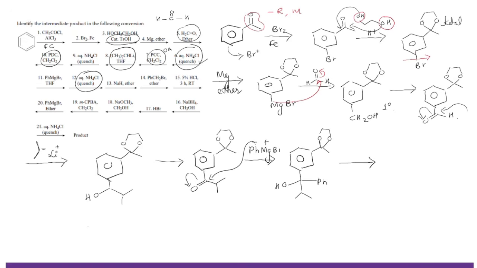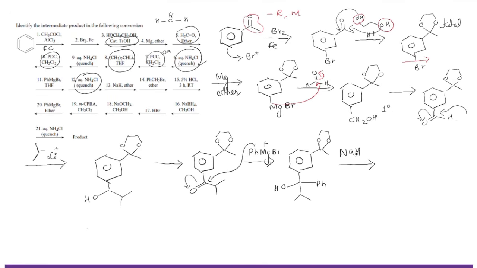So now we are going to treat this with sodium hydride. So what is the function of sodium hydride? Sodium hydride acts as a base. That means if there is any acidic proton, it's going to abstract it. Where is the acidic proton? Tertiary alcohols are acidic in nature. Therefore, the hydride is going to abstract the proton here and it's going to form the sodium salt of the alkoxide. Why do we do this generally? In order to form a better nucleophile.